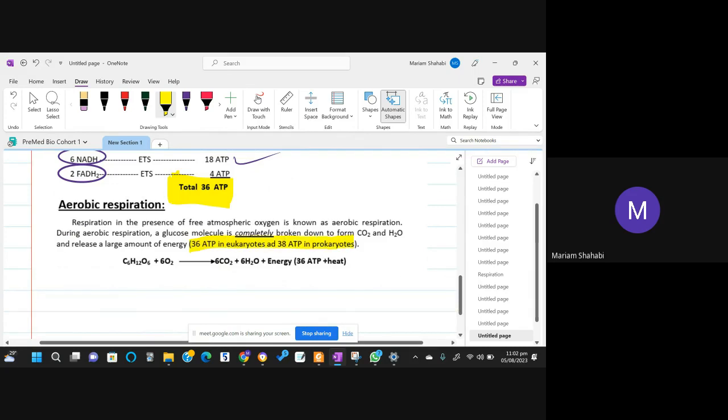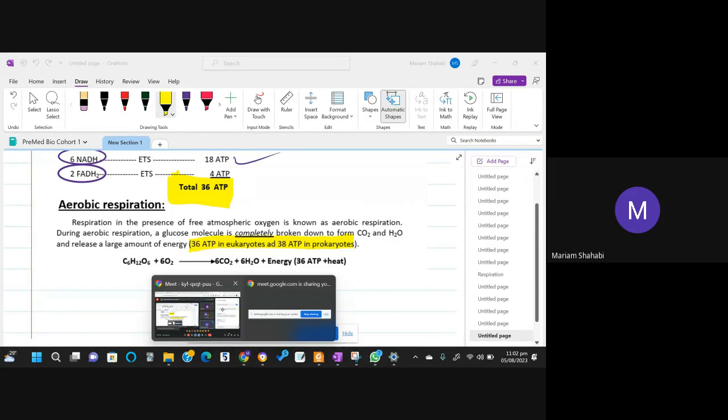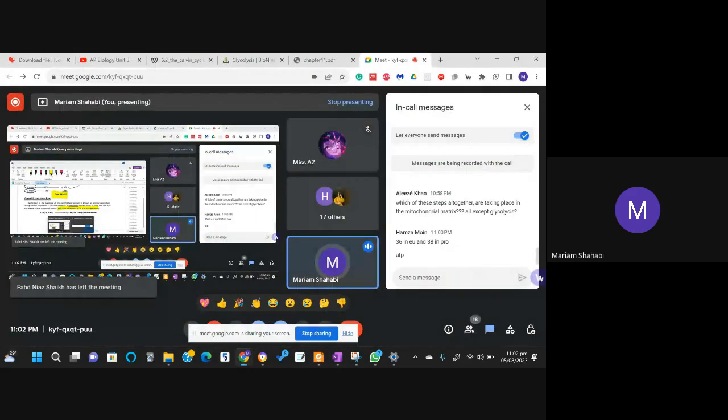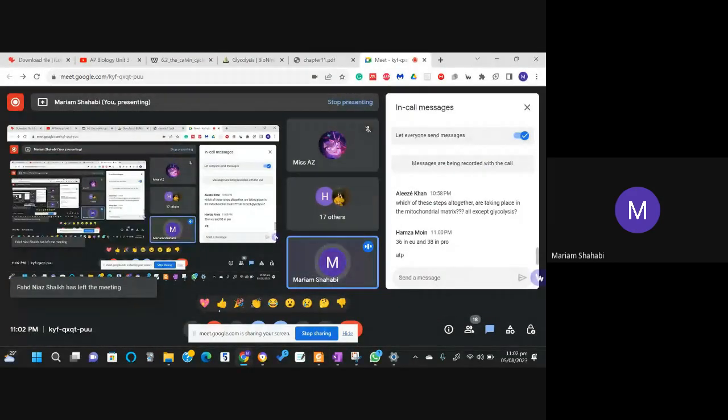Except in prokaryotes. Okay. In prokaryotes, any guesses as to why 38 in prokaryotes and 36 in eukaryotes? First, let me know if all of this was clear. Which of these steps altogether are taking place in the mitochondrial matrix? All except glycolysis. Glycolysis is happening in the cytosol.